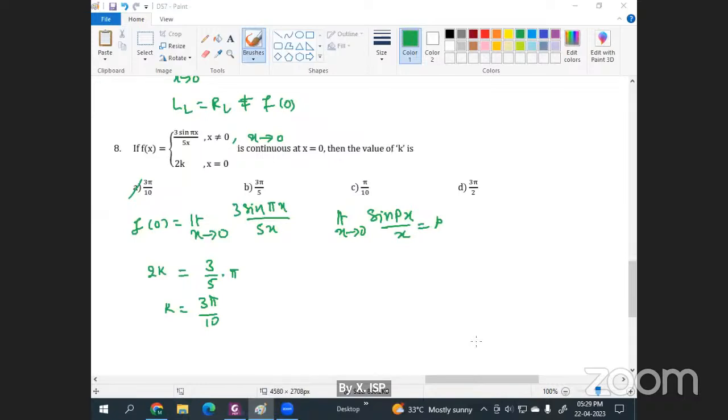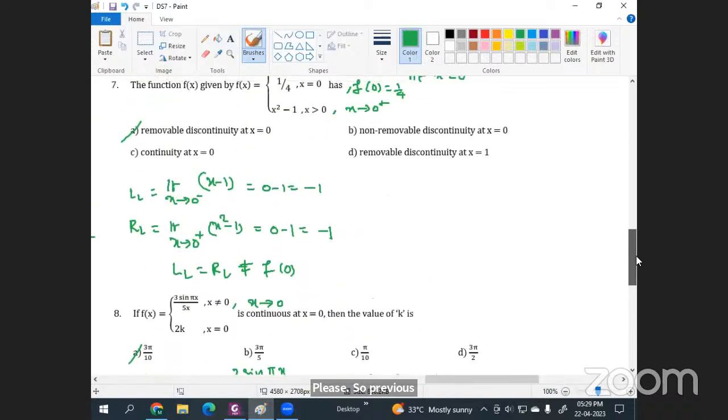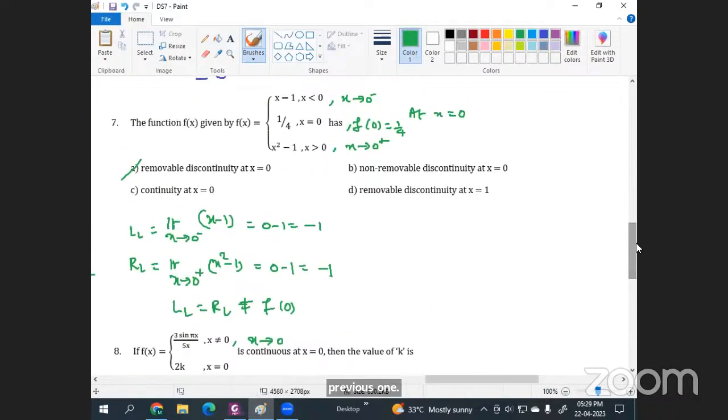Option A, sir, previous answer, please. So for the previous one, Sneha has given A. What is the previous one? Yes. Right. You understood the 7th one?